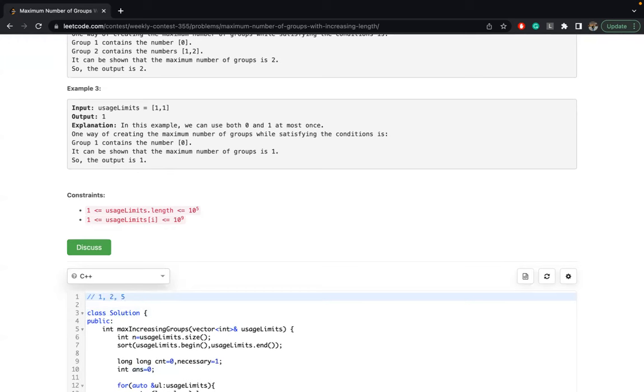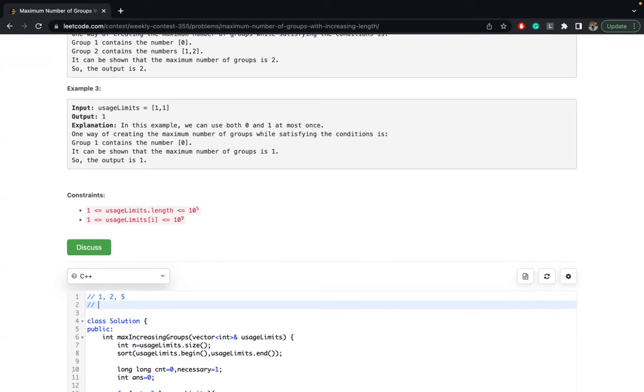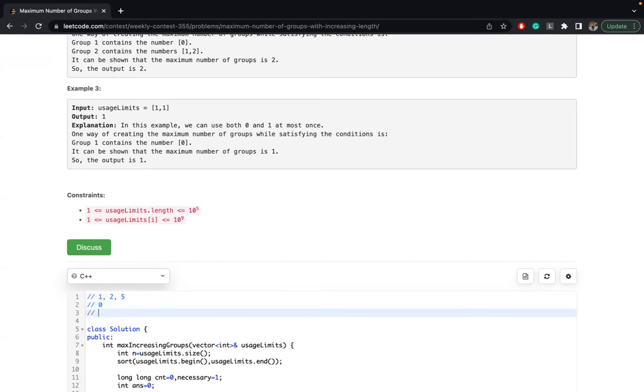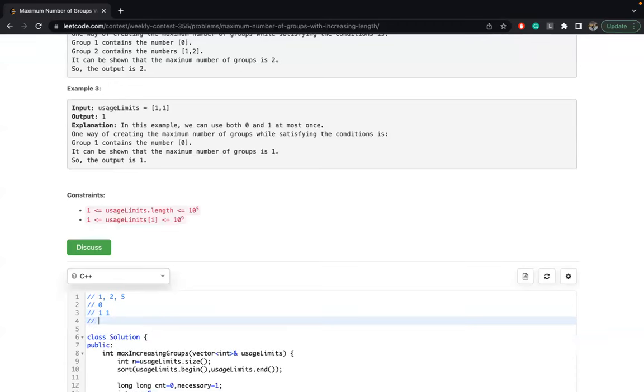what does it mean? It means that number 0 is occurring one time, and number 1 can be used 2 times. Similarly, number 0 can be used 1 time, number 1 can be used 2 times because at index 1 the limit is 2, and number 2 can repeat 5 times because at index 2 we have 5 as usage limit.